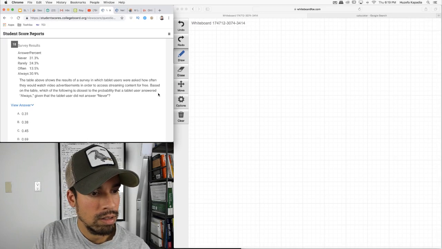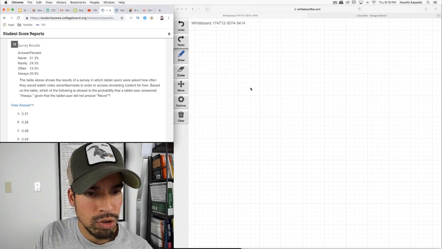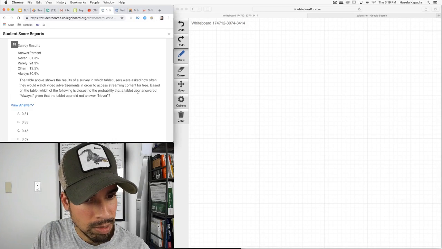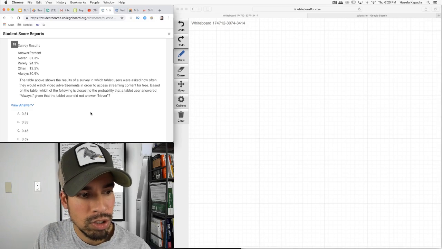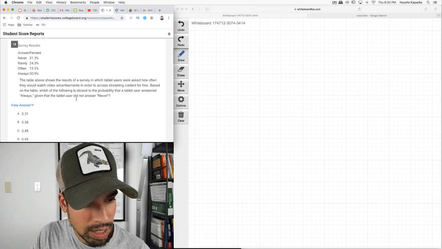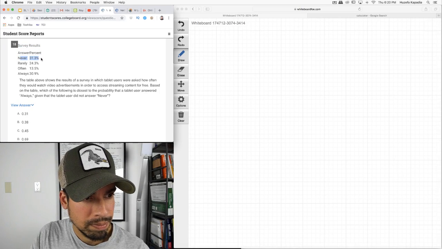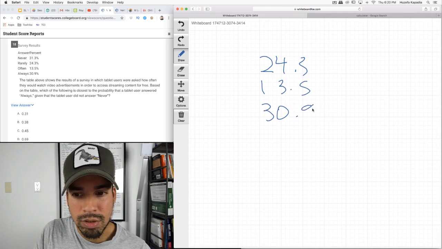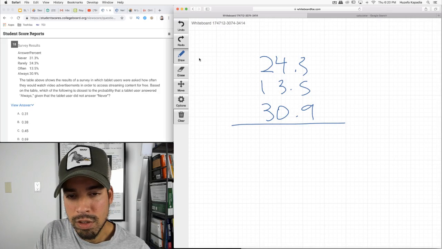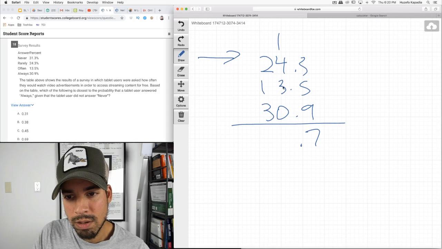The table above shows the results of a survey in which tablet users were asked how often they would watch video advertisements. Based on the table, which of the following is closest to the probability that a tablet user answered always, given they did not answer never? So we take never out of the mix, and then we have 24.3 plus 13.5 plus 30.9. Here's never, by the way. Let's add them up without a calculator.